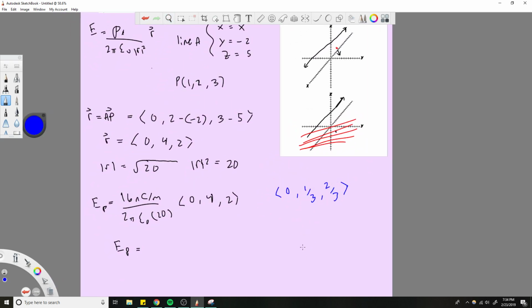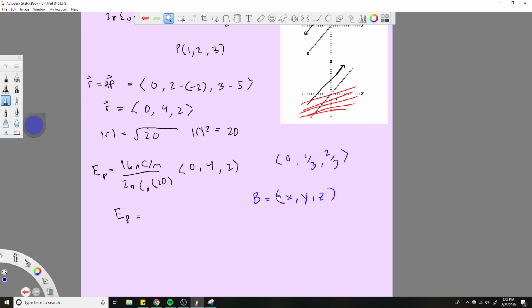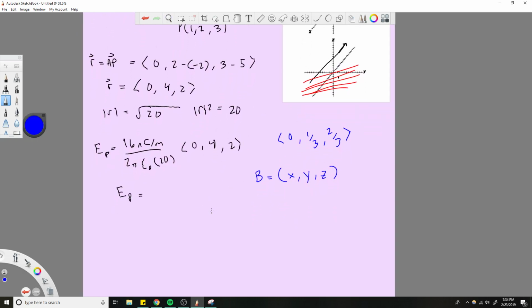The way I did it was to subtract A by, where did I put that? Right here. So you could start with a generic point, we'll call it B, and that's equal to x, y, z. So B represents any point. You could pick any point, it doesn't matter. So what would AB be equal to?